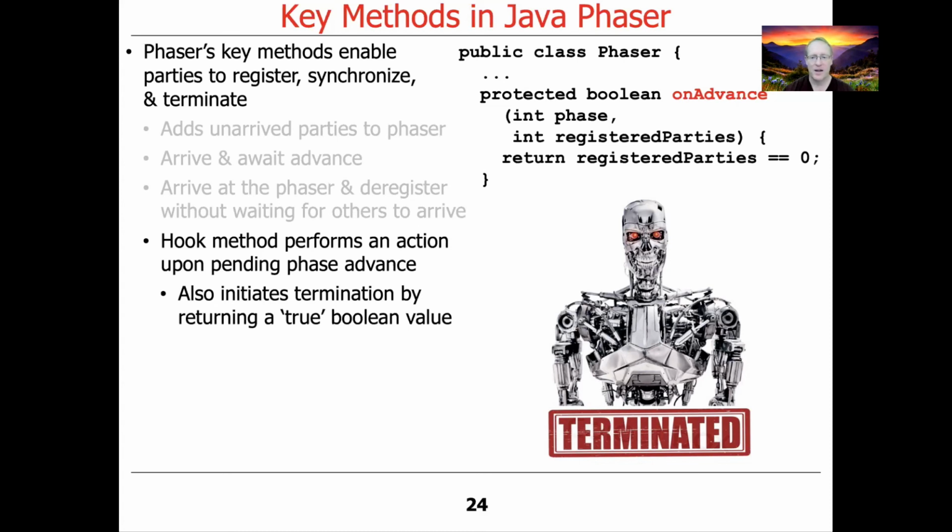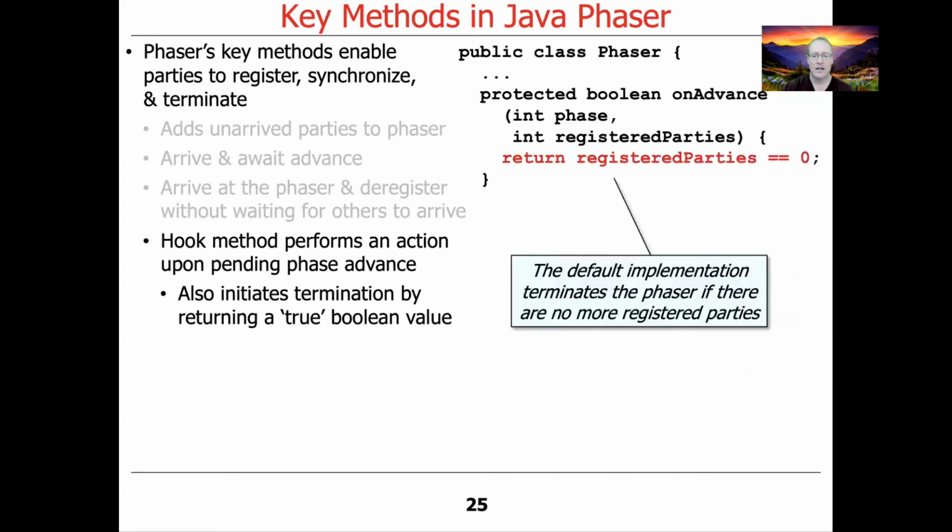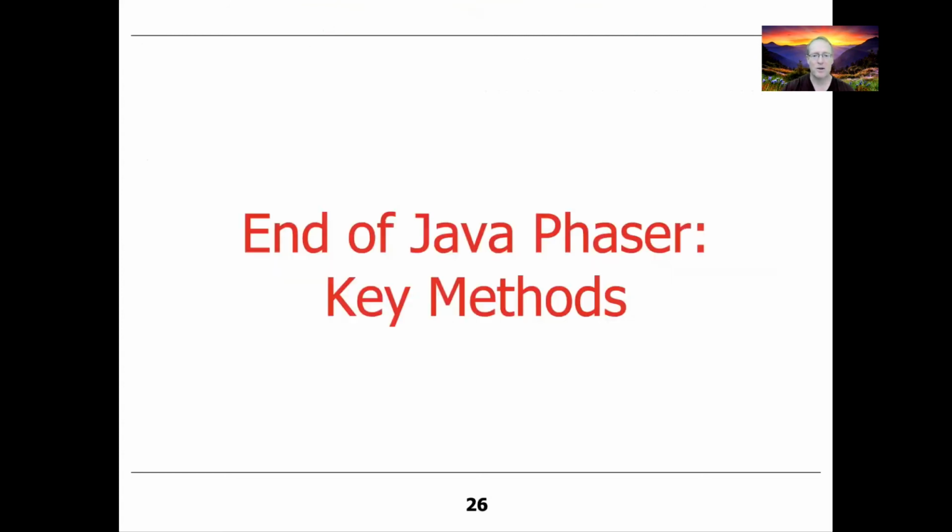You can see here that by default, if the number of registered parties equals 0, in other words, nobody's registered anymore, then go ahead and terminate the phaser because we're done. So that's what this comment's saying, that the default implementation of the onAdvance hook method will terminate the phaser if there's no more registered parties, if they've all deregistered at this point. So that's the end of the overview of the many methods in Java phaser.